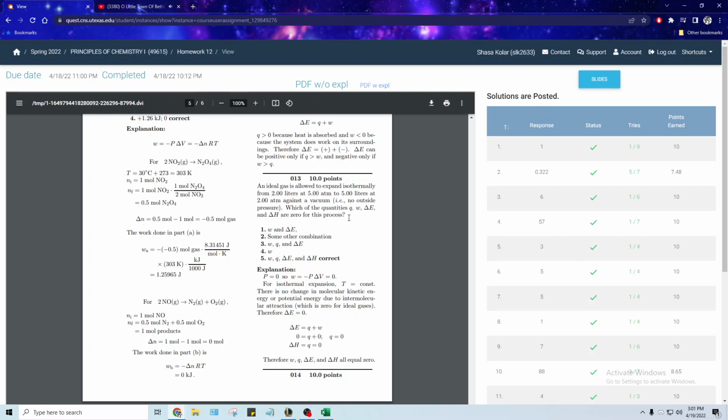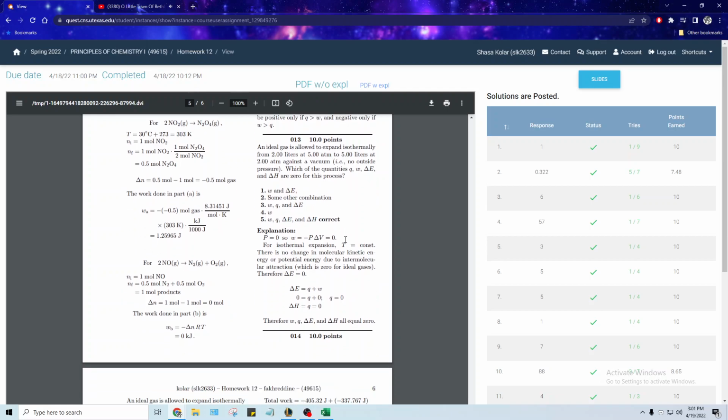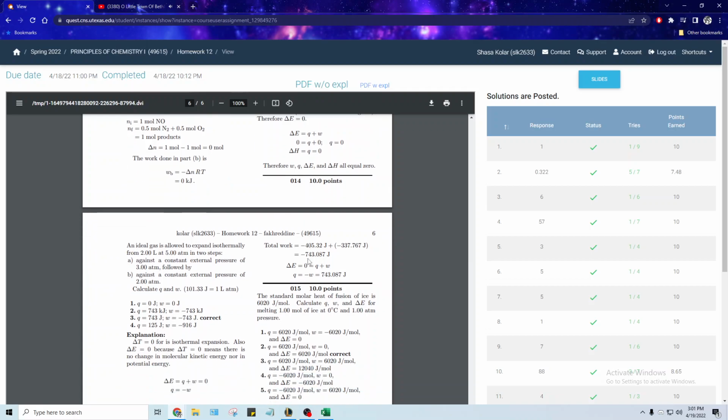And change in H, I'm pretty sure it's just Q. So none of these change, so it's 5. Nothing changes. T is constant. There's no change in molecular kinetic energy. But what's confusing is here it says that a gas is allowed to expand isothermally against a constant pressure. I thought isothermal expansion was like no external pressure, but that's wrong. What it still means is that the change in E still has to be 0, but there could still be something happening if it's against an external pressure. It just has to add up to 0.